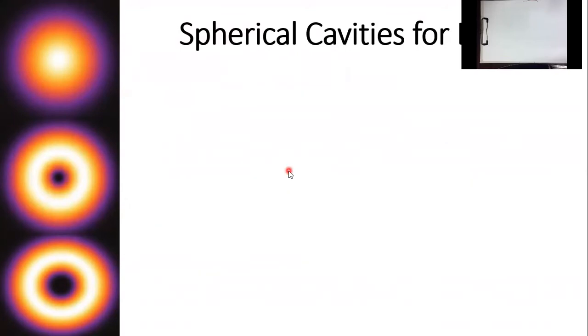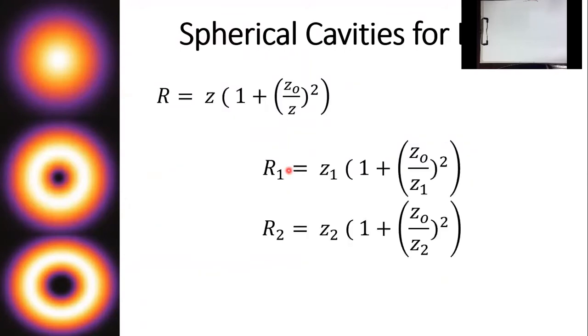And we have found that in our optical cavity, we can have two mirrors with two radii, R1 and R2, where R1 equals Z1 times (1 plus (Z node over Z1) all squared), and R2 equals Z2 times (1 plus (Z node over Z2) all squared).